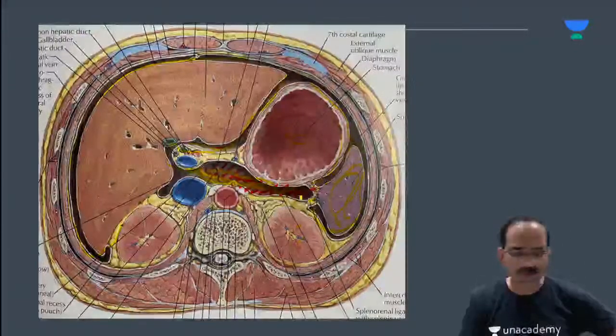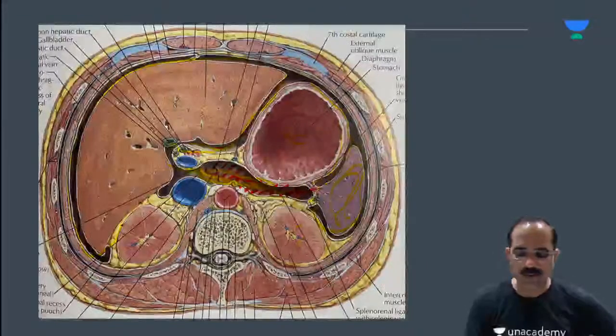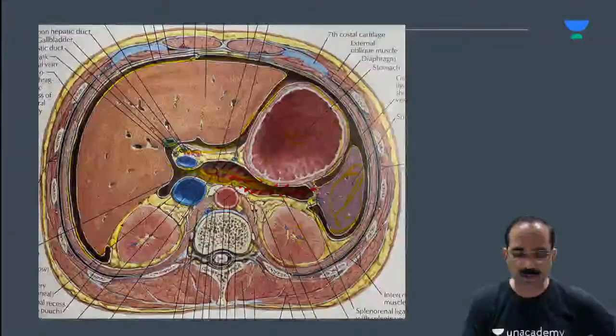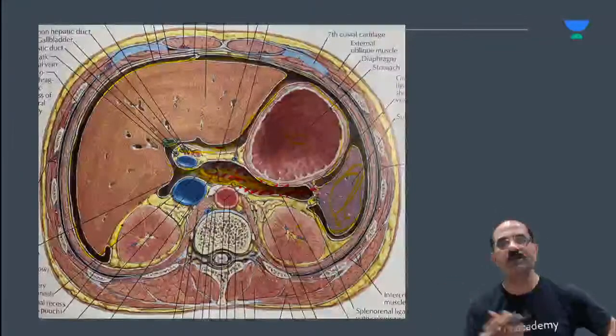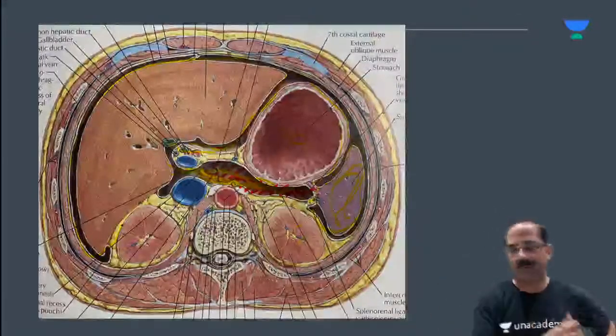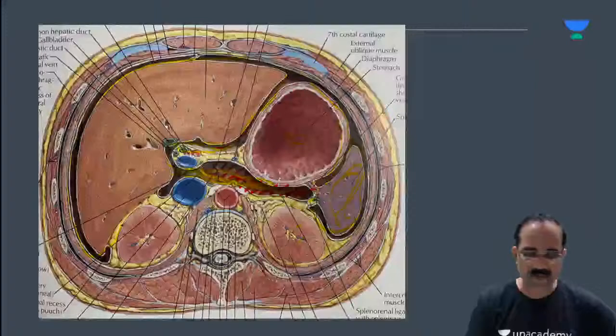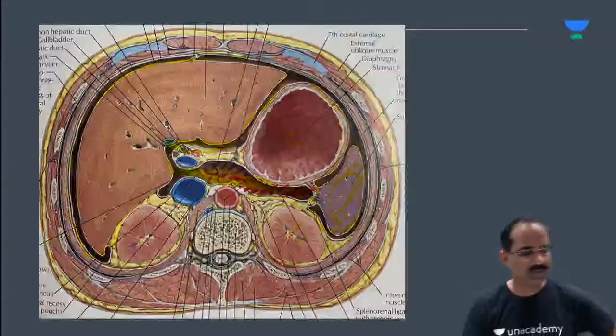The boundaries on the left side would be formed by the gastrosplenic and the lienorenal ligament. On the right side, it is open with the epiploic foramen. The lesser sac is continuous with the epiploic foramen and the greater sac. Yes, like that. Fine.